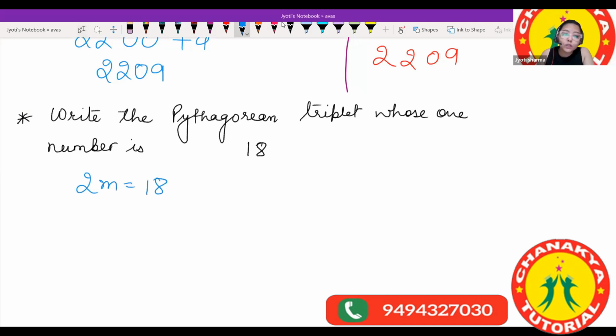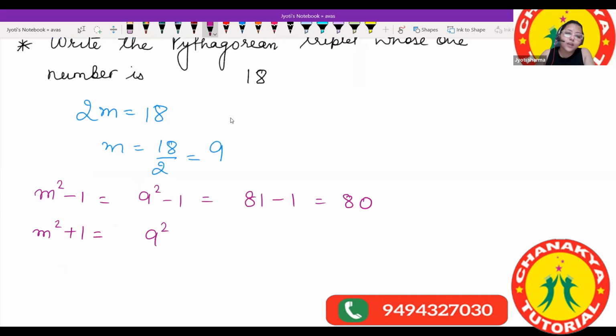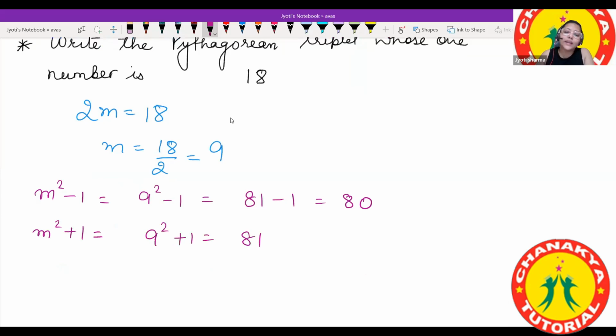Okay, so let's keep it equal to 2m. 2m is equal to 18. So m is equal to 18 by 2, which is 9. Now it's simple. m square minus 1. So 9 square minus 1. 9 nines are 81. 81 minus 1, 80. Next we can find m square plus 1. So 9 square plus 1. 81 plus 1, it is 82. Simple. 18, 80, 82. Okay, kids.